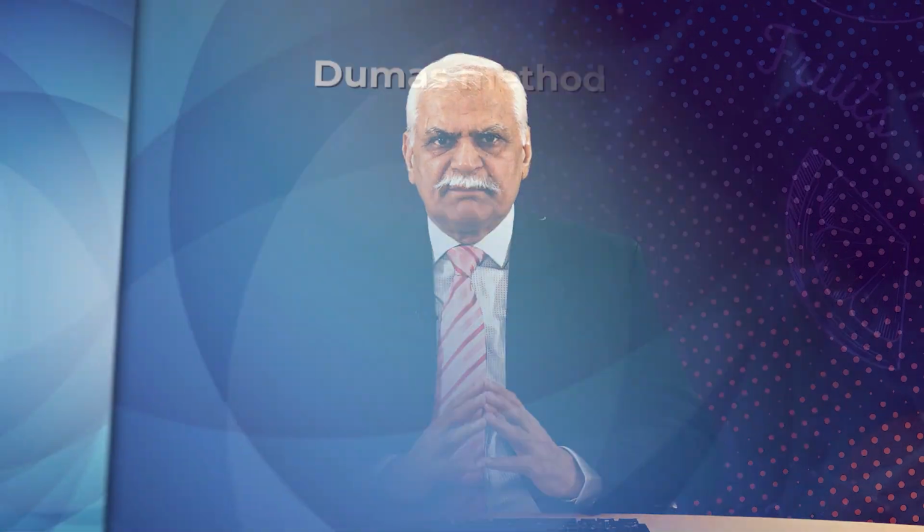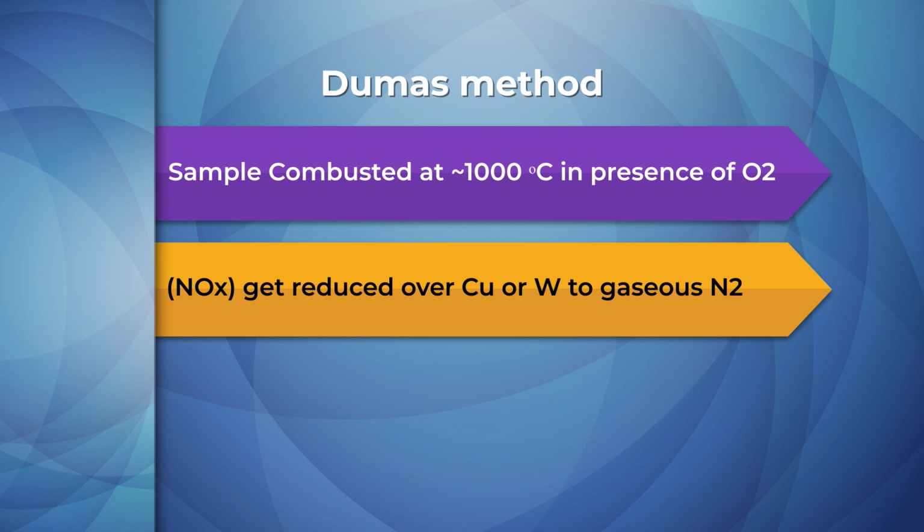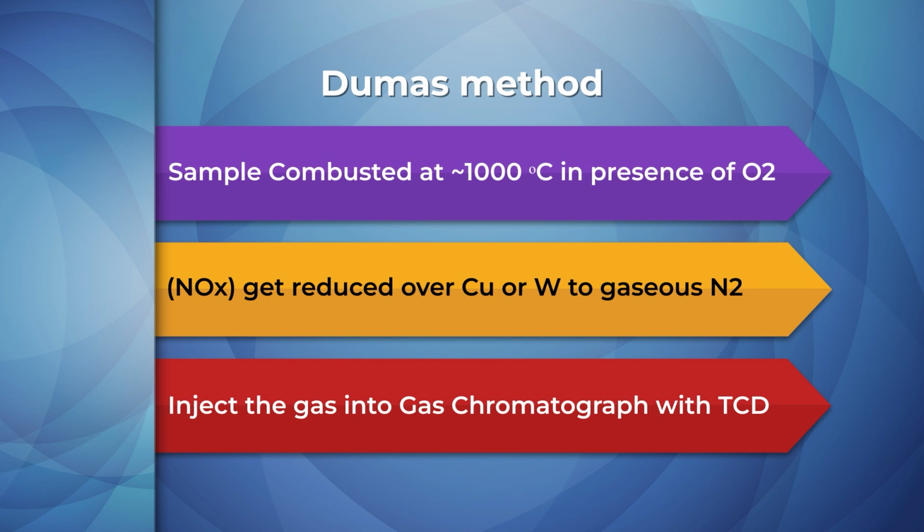The reason for that was that the principle of this method is a little complicated. What we do is combust the whole food sample at 1000 degrees in the presence of oxygen. Then all the nitrogen in the protein will get converted into NOx, nitrogen oxide. That NOx we pass through copper, where it gets reduced, and the nitrogen which is produced, we inject into a gas chromatograph and find out how much nitrogen there is.